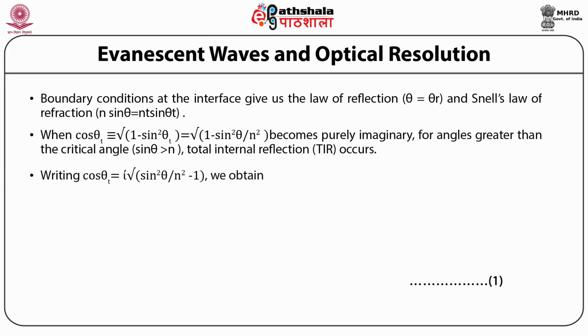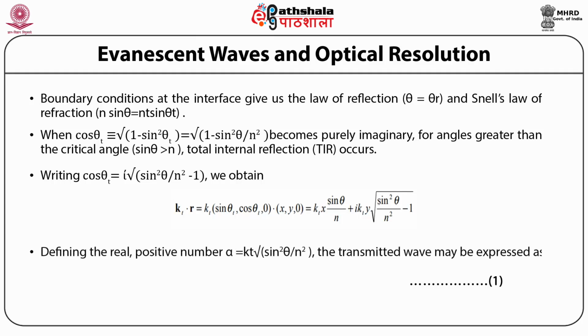Now, writing cos theta t equals iota into square root of sin square theta by n square minus 1, we obtain vector kt dot vector r is equal to kt sin theta t, cos theta t, 0 dot product with x, y, 0. This equals kt into x sin theta by n plus iota times kt into y into square root of sin square theta by n square minus 1.